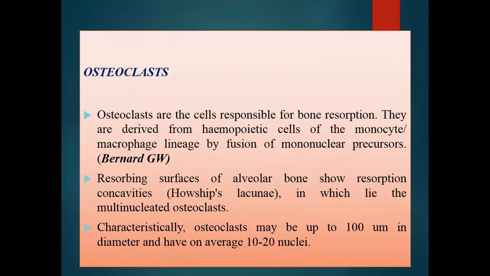Then we see the osteoclast. Osteoclasts are the cells responsible for bone resorption. They are derived from hematopoietic cells of the monocyte macrophage lineage to form the mononuclear cells. The resorbing surface of the alveolar bone shows resorption concavities in which the osteoclast lies. So the osteoclast resorbs the bone, and the osteoblast forms the bone.